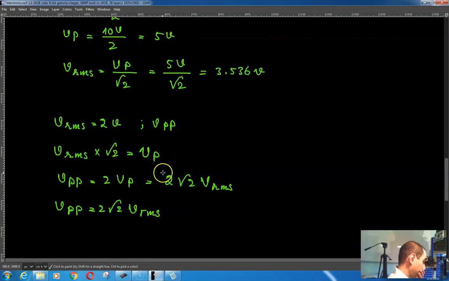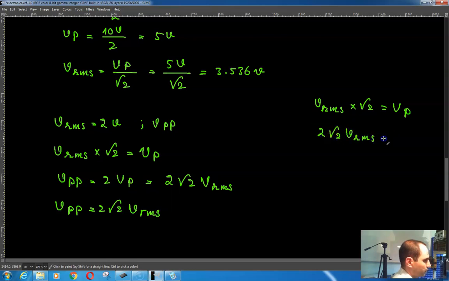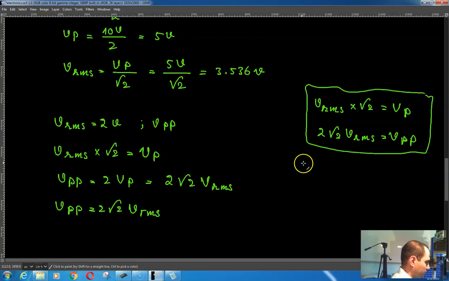Now you can write down these equations for yourself so that you don't have to go through this calculation over and over again. So I write it down over here: V of RMS times square root of 2 is equal to V of P, and 2 times the square root of 2 V of RMS is equal to V of PP. So we can use this in later calculations.